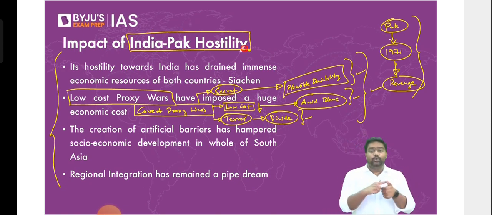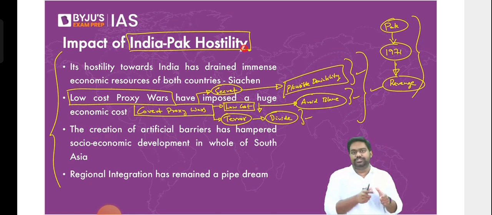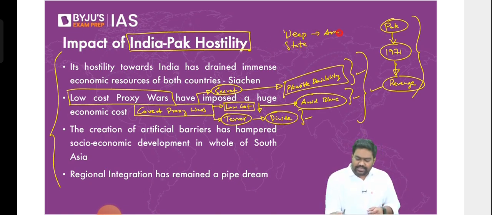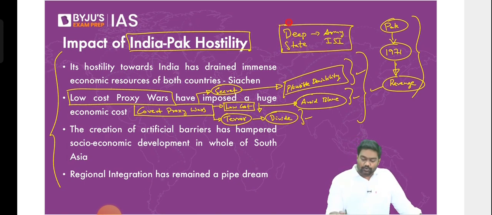Is that clear? Understand the dual power center, how the army and ISI control all the key decisions. The deep state of Pakistan is in control. The deep state, led by the army and the ISI, controls all the key decisions, including foreign policy, security policy, nuclear weapons program of Pakistan. Everything is controlled by the deep state. Civilian government is just a puppet.